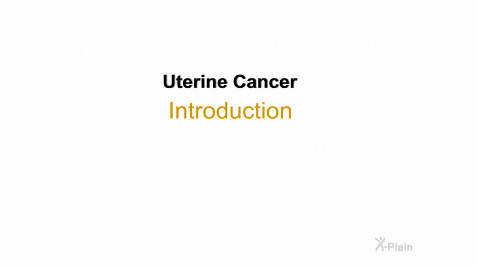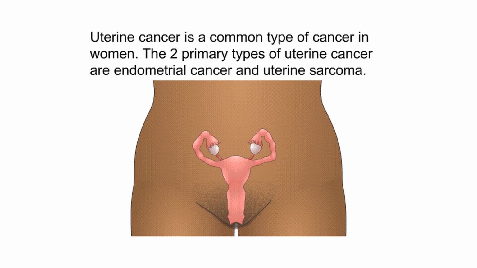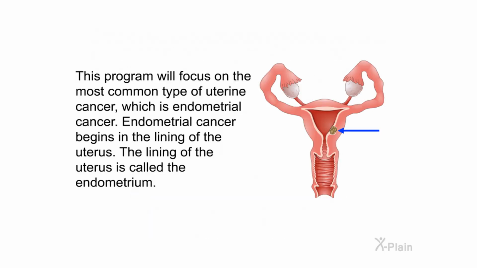Uterine cancer. Introduction. Uterine cancer is a common type of cancer in women. The two primary types of uterine cancer are endometrial cancer and uterine sarcoma. This program will focus on the most common type of uterine cancer, which is endometrial cancer. Endometrial cancer begins in the lining of the uterus. The lining of the uterus is called the endometrium.